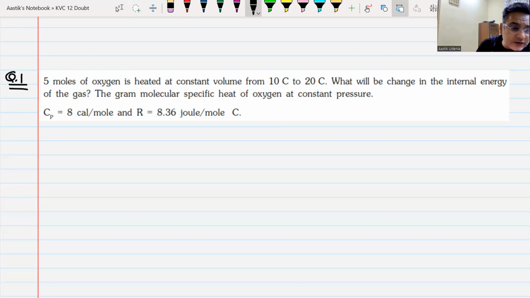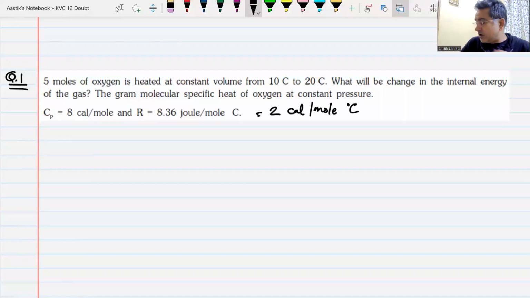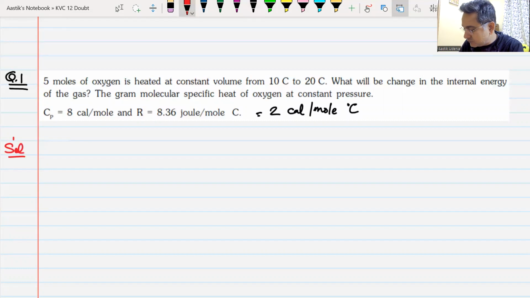Remember the value of R in calorie per mole. The value of R in calorie per mole is actually 2. So remember this. They will give you in any case, but you can remember it like this. So I'll give you 2 minutes to give me the answer. How are you supposed to do this? It's a very simple question.